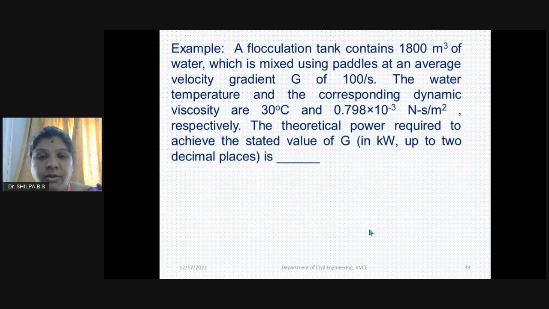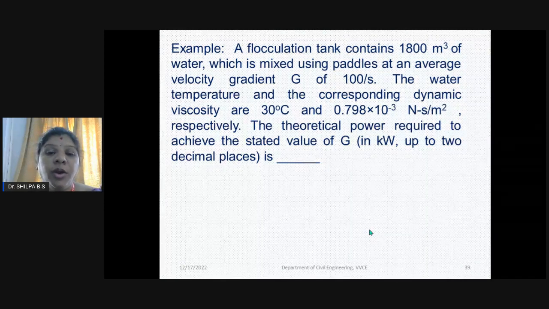So if we take one example from the previous year paper, this is one of the most frequently asked. A flocculation tank contains about 1,800 meter cube of water, which is mixed using paddles at an average velocity gradient G of 100 per second. The water temperature and the corresponding dynamic viscosity are 30 degrees centigrade and 0.798 into 10 to the power minus 3 Newton second per meter square respectively. The theoretical power required to achieve the stated value of G we need to calculate.